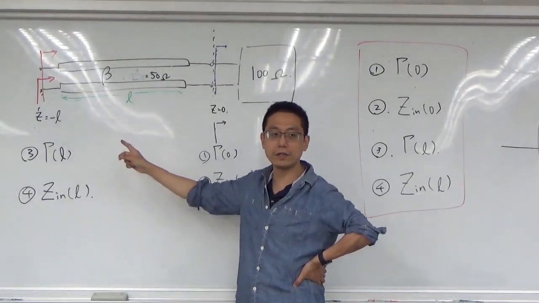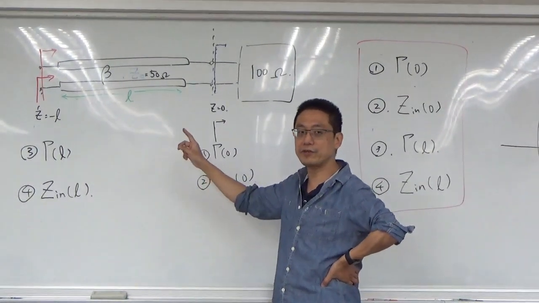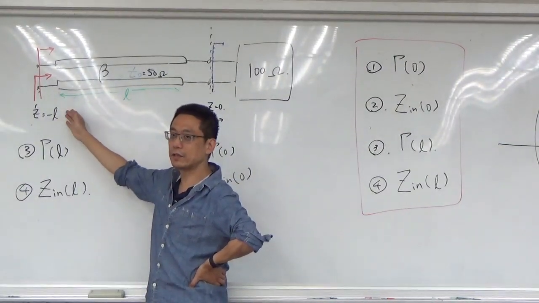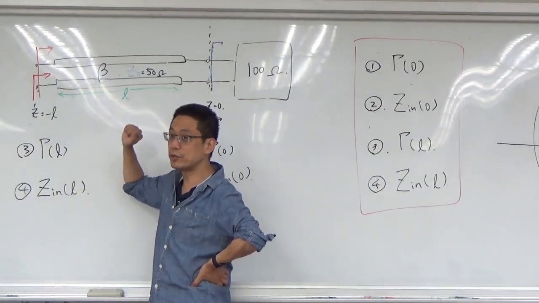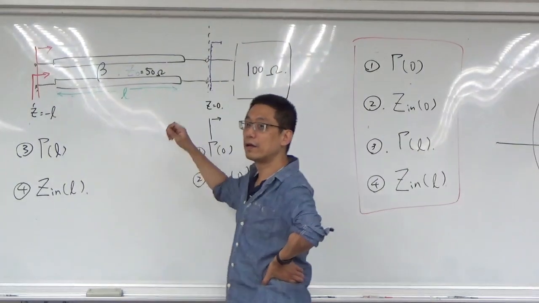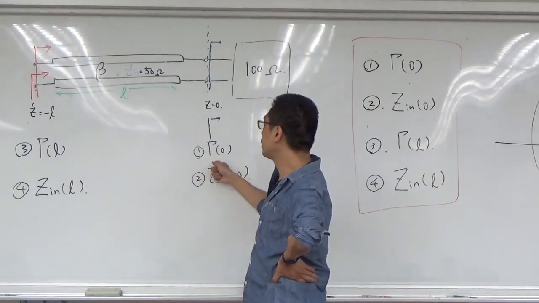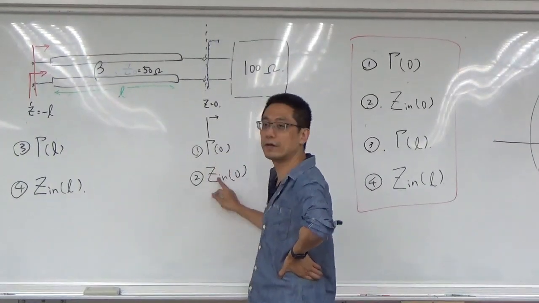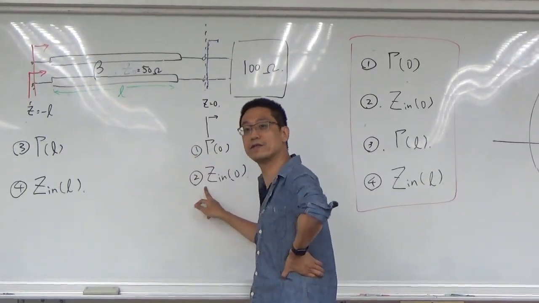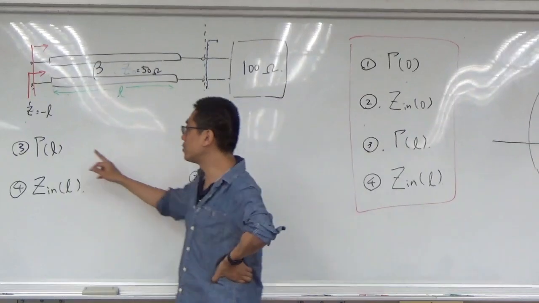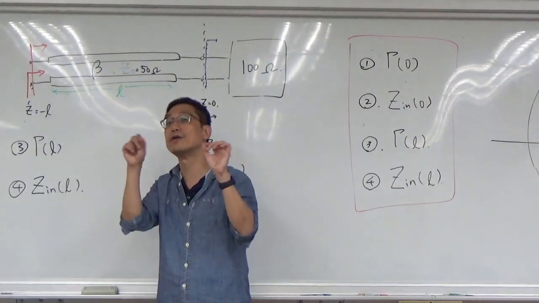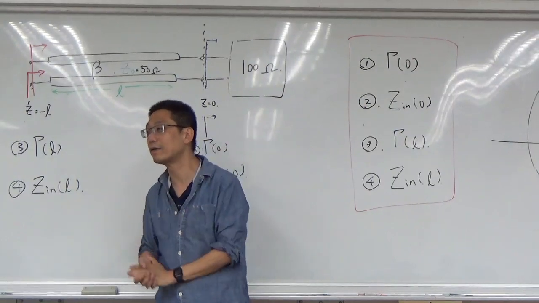And what is the reflection coefficient at any position on the transmission line? One of the special cases is when the position z equals 0, you got 1 and 2. Those are very easy, right? But for these two, you use the formula. You use the equation, you write everything down.